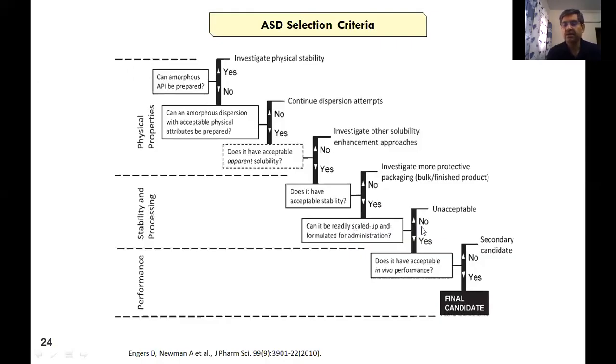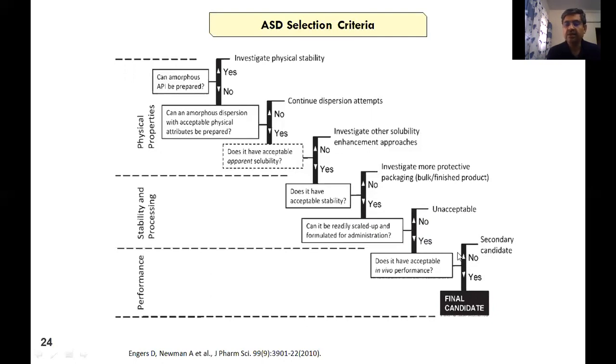If it is not scalable, the attempt would not be acceptable and you will have to find another process which is scalable and commercially applicable. If the process is scalable, then you go to the evaluation of the in vivo performance, and if you get the proper in vivo performance, then that would become your final amorphous solid dispersion candidate.